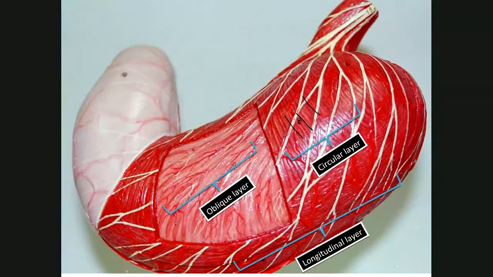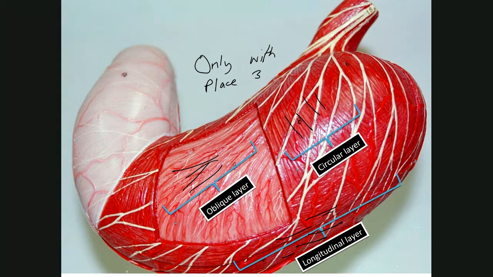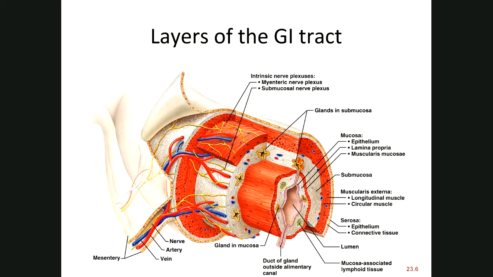Here is the longitudinal layer. And here is the oblique layer. And remember, the stomach is the only place where there are 3 layers. Everywhere else, there's only 2 sublayers of this muscularis externa. There's the circular and longitudinal, but the stomach has 3.